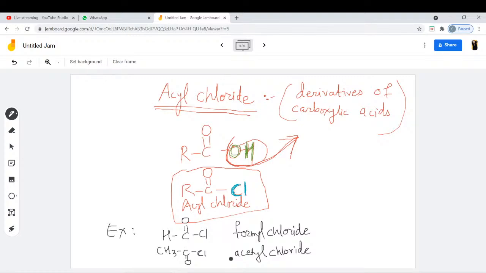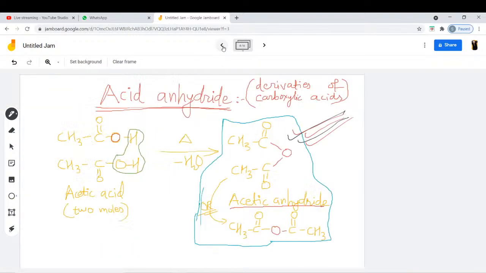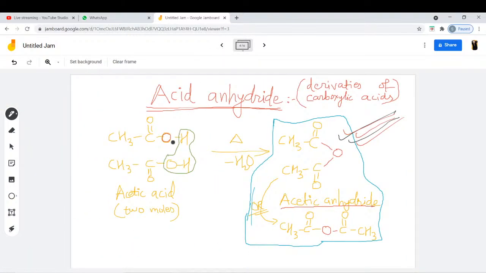Hansika says use black pen. Okay, I use black pen there. I think Hansika can't see. These are the PPT notes.